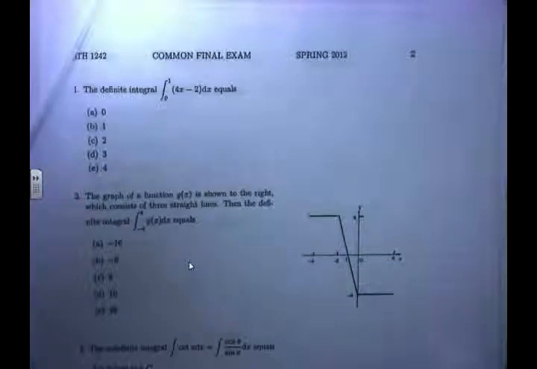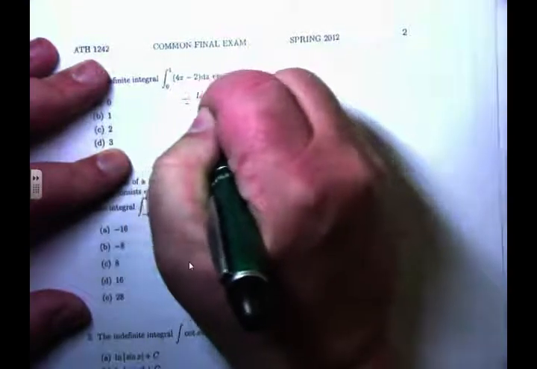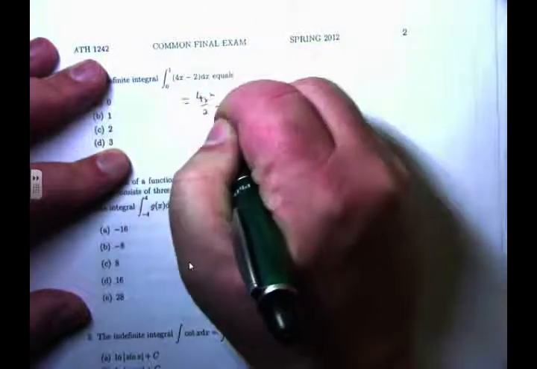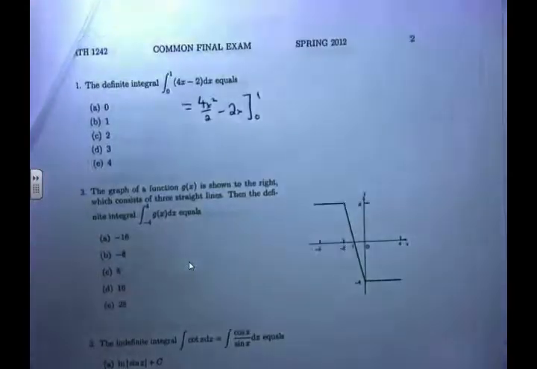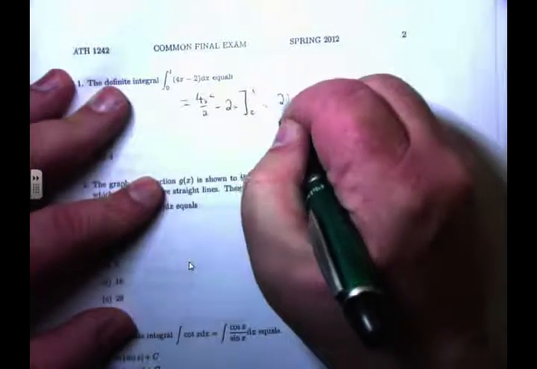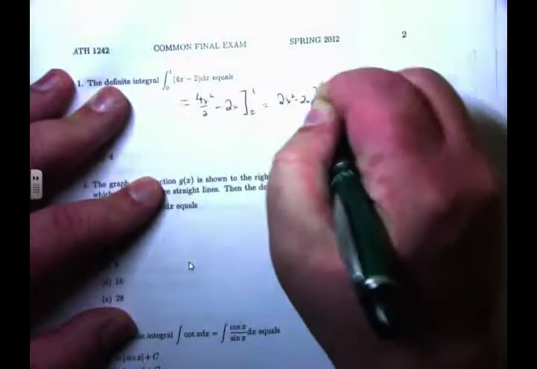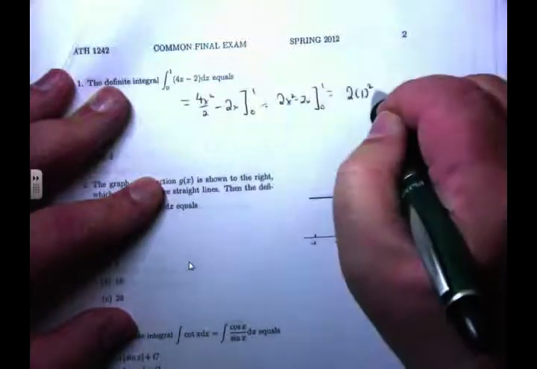We have the definite integral between 0 and 1 of 4x minus 2 equals what? Let's integrate it. The integral of 4x is 4x squared over 2, minus the integral of 2, which is 2x. I have bounds, so it's evaluated from 0 to 1. Clean it up: 4 divided by 2 is 2x squared minus 2x, evaluated from 0 to 1. By the fundamental theorem of calculus, plug in top minus plug in bottom.